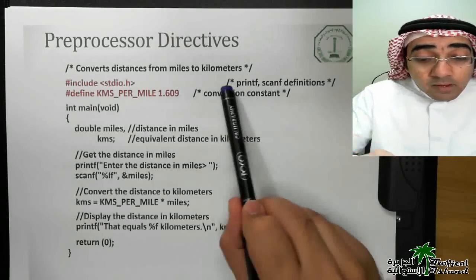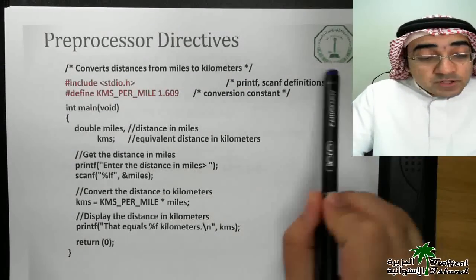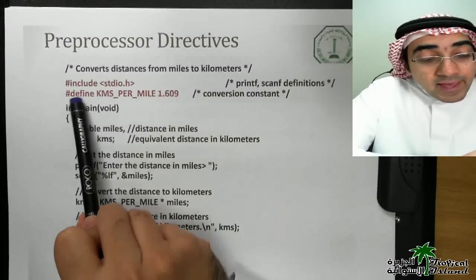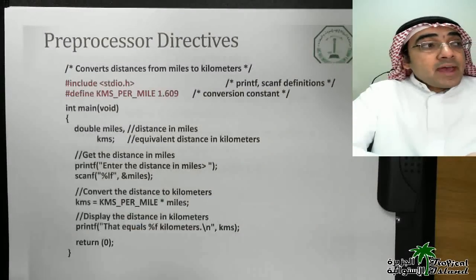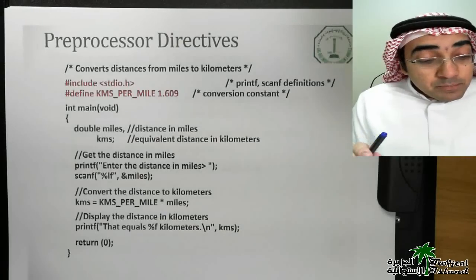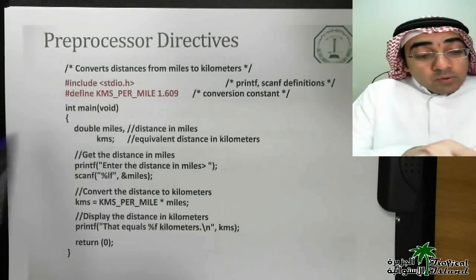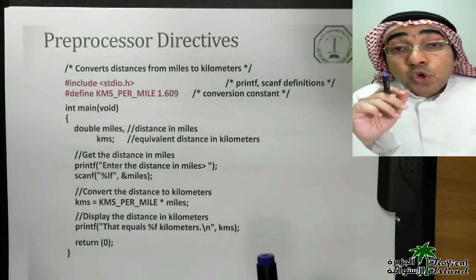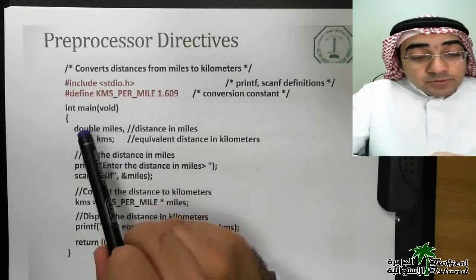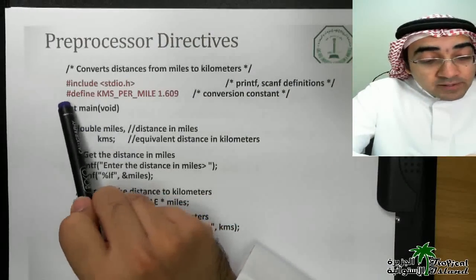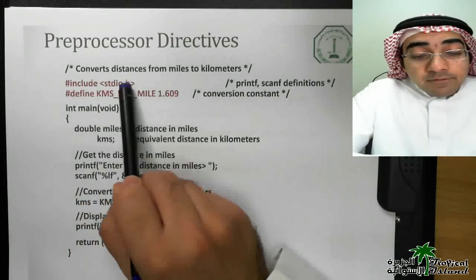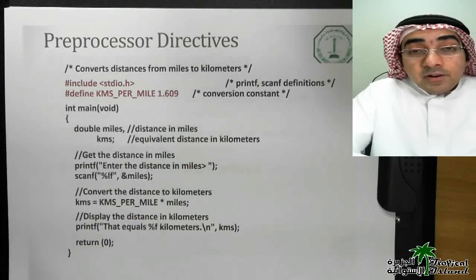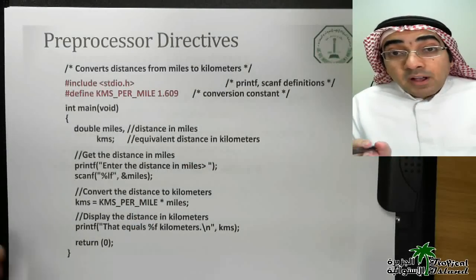Okay, this is again a comment, so it's going to be skipped by the compiler. Then you have a hash define, and I said whenever you have a hash, that means it's a preprocessor directive. What does the hash define do? It defines constants for you. The way you write it is: hash define, space, variable name, space, the variable value. This is how you write it in C.